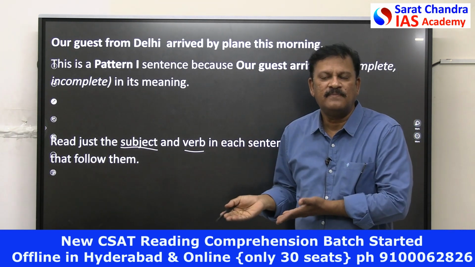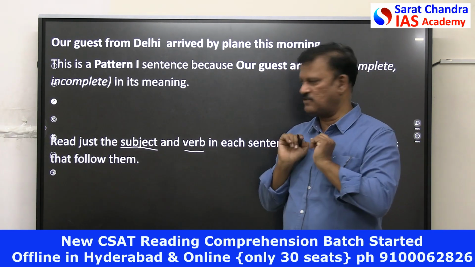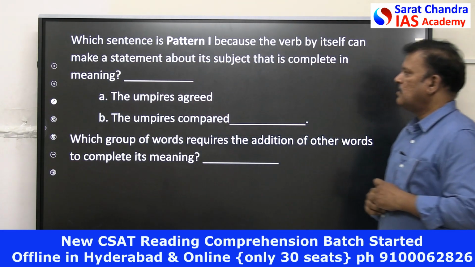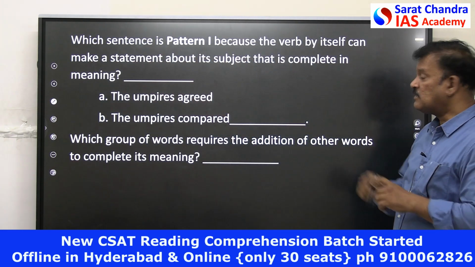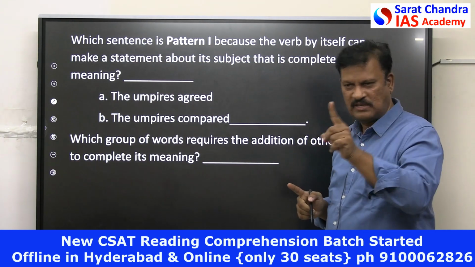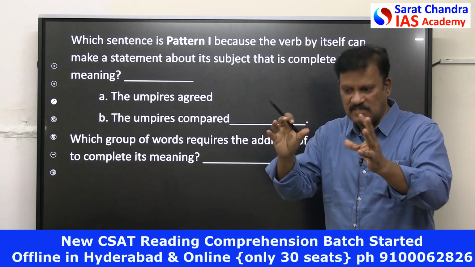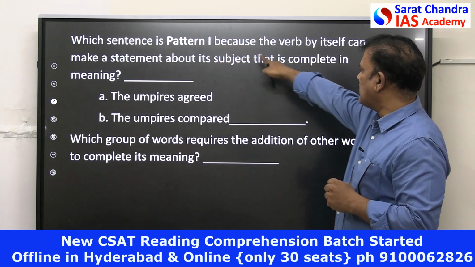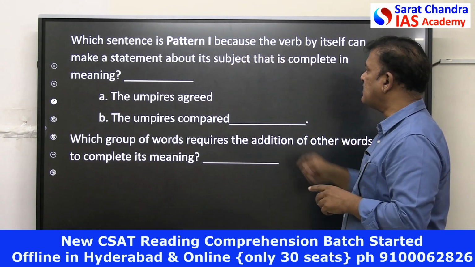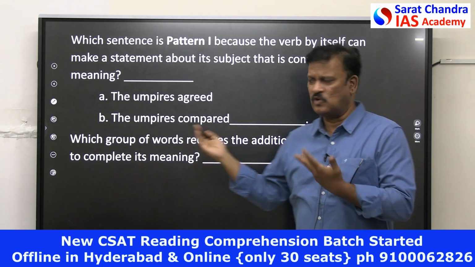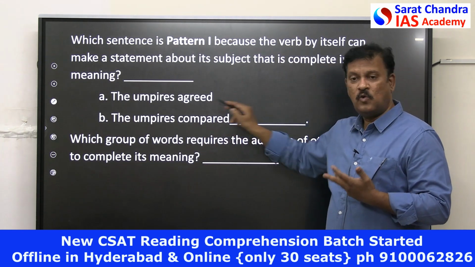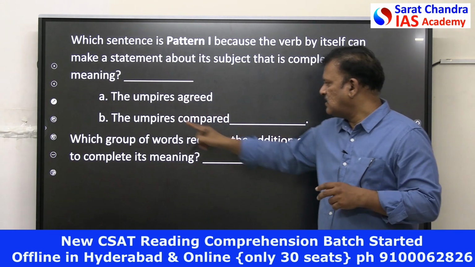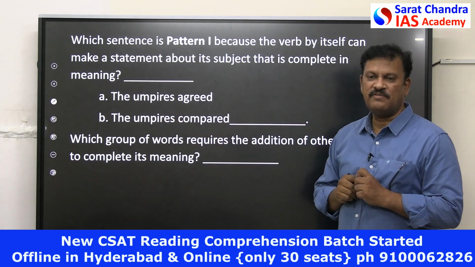What are the words that follow them? Prepositional phrases. Right now I said prepositional phrases. Fine. Next. Read this. Which sentence is pattern 1? In pattern 1 I have only S and V. I may have different words, but I only take out that. These are the major words. Now, which sentence is pattern 1? Because the verb by itself can make a statement about its subject that is complete in meaning. Fine. Which one? Only that S and V is giving you complete sense. The umpires agreed. The umpires compared. Which one is giving you complete meaning?